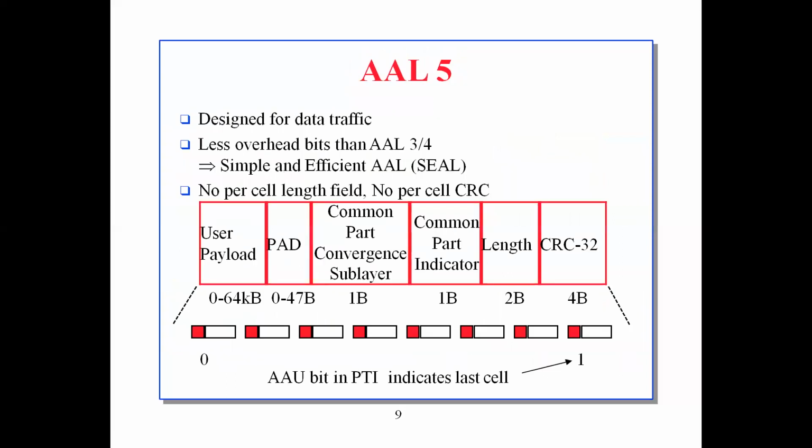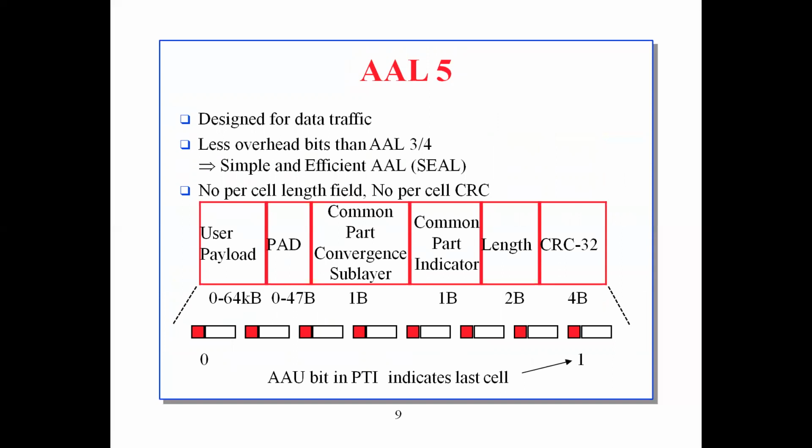AAL5. AAL5 is designed for data traffic. It has fewer overhead bits compared to AAL3/4. It is simple and efficient. No per cell length field, no per cell CRC. This is the frame format of AAL5.